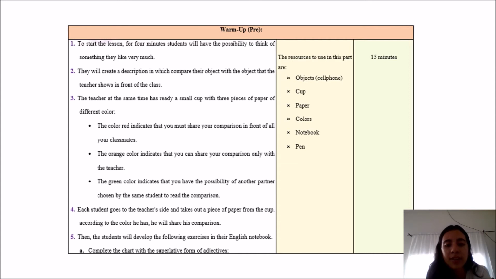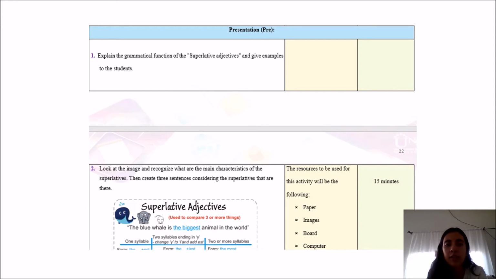Then three exercises that introduce the topic through reading and development of punctual exercises on superlatives are given by the teacher. The second is the presentation, where the teacher explains the grammatical function of the superlative adjective and gives examples to the students. Here, the teacher gives a small talk or lecture on the subject, then explains through an image the subject and makes them create some sentences by themselves using superlative adjectives.